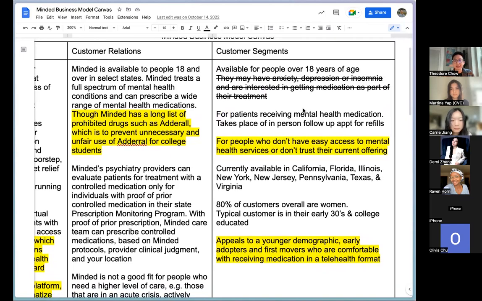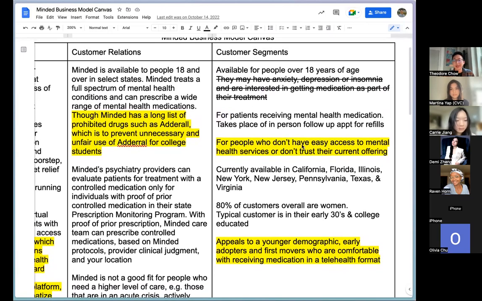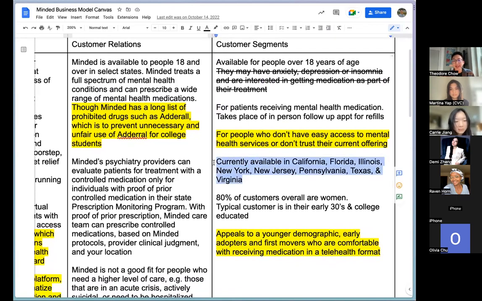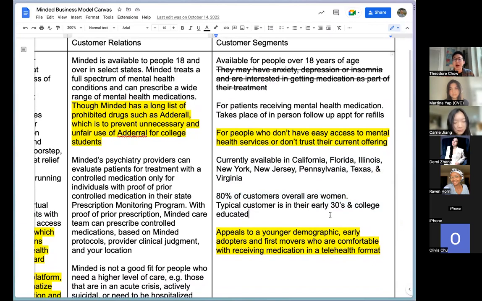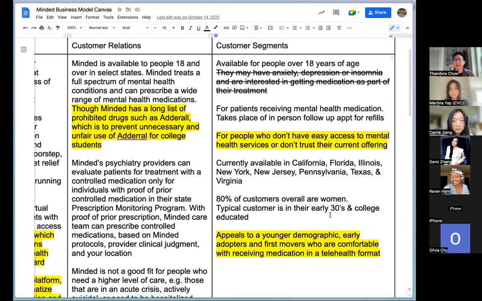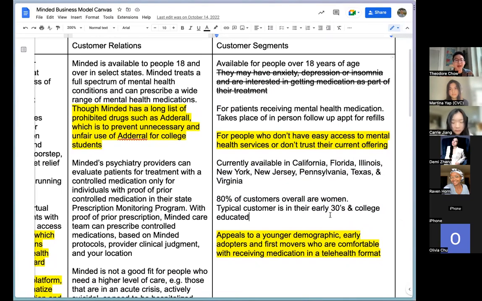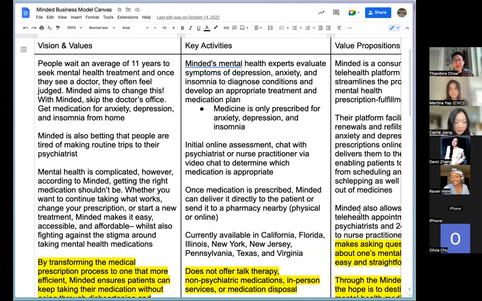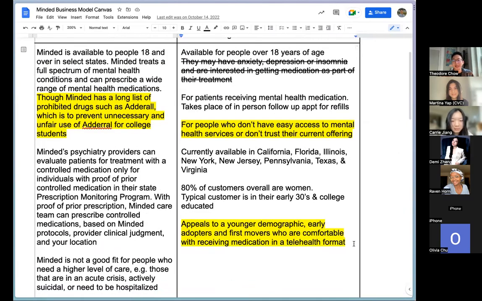So yes, customer segments: people who currently don't have easy access to mental health services or don't trust their current offerings, people in these states specifically. And also interesting, 80% of customers are women, typically in their early 30s or college educated. So they're clearly appealing to a younger demographic who are early adopters or first movers in the space, who are comfortable with receiving telehealth assessments, as well as getting their medication shipped to them directly through this new platform, right?